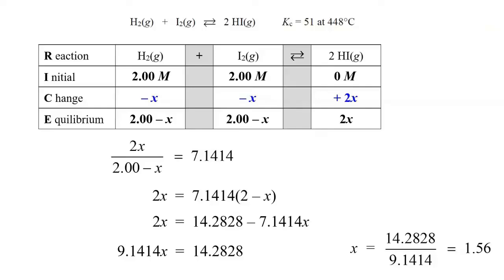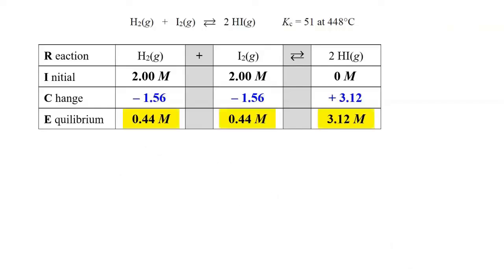Now that I know that the value of x is equal to 1.56, I can go back to my rice table, plug in the value for x, x, and 2x into the change row of the table like this. So minus 1.56, minus 1.56, and plus 3.12. When I do the math from top to bottom, either subtracting or adding as appropriate, I get 2 minus 1.56, which is 0.44. I do that again for iodine, and then I get 3.12 for my final concentration of hydrogen iodide.